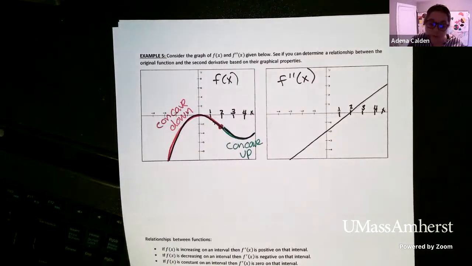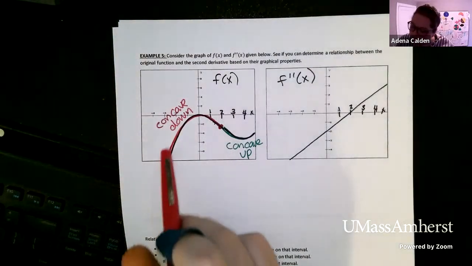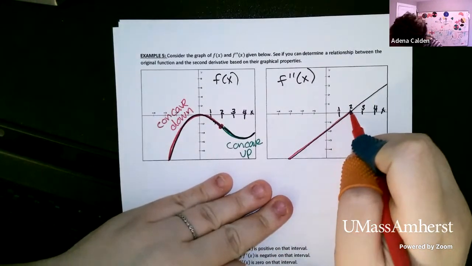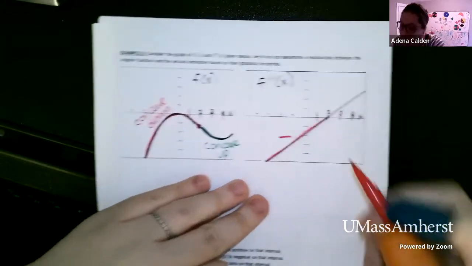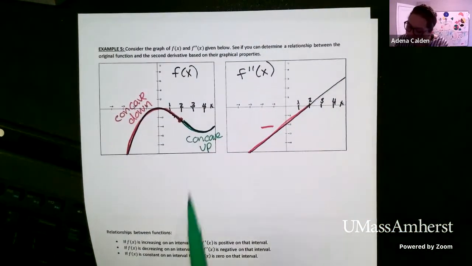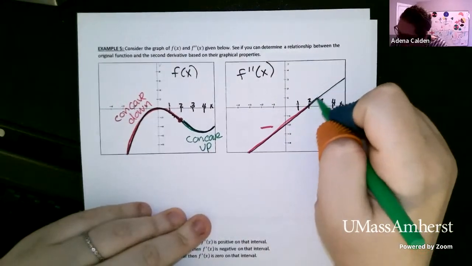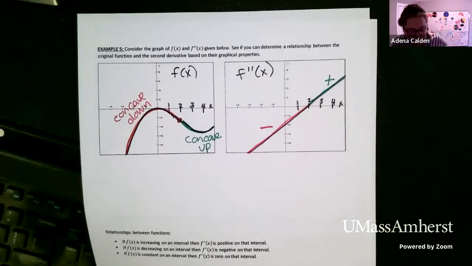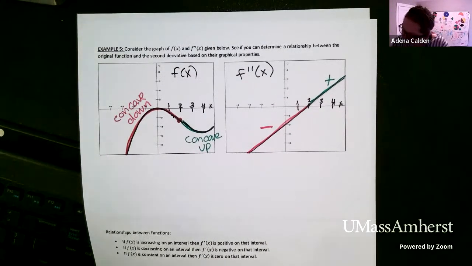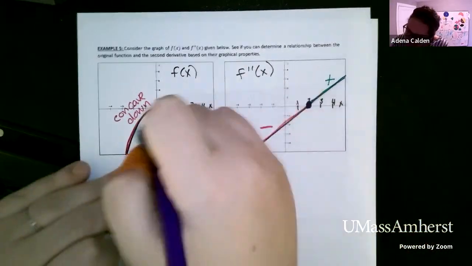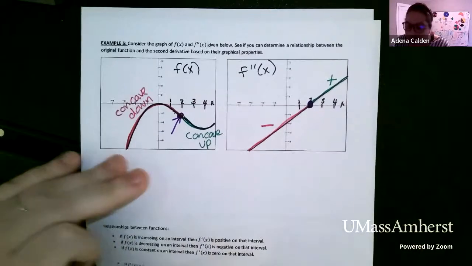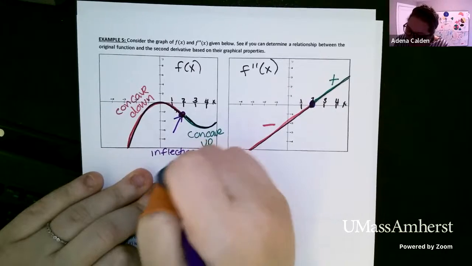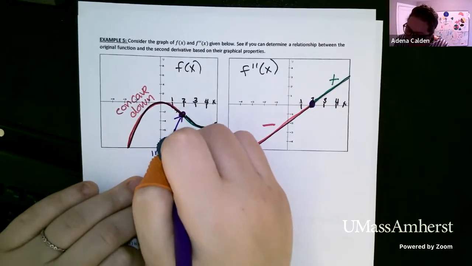Okay. That directly maps. So notice that we are concave down from negative infinity until 2, where the second derivative is negative, and then we're concave up from 2 on, which is where the second derivative is positive. And then the second derivative is 0 right at 2. And so at 2 is where we have what's called an inflection point.